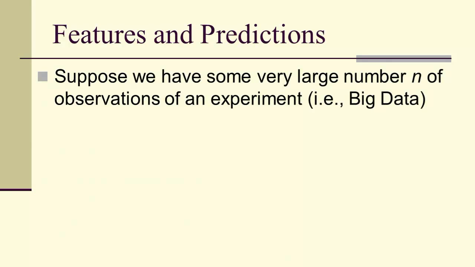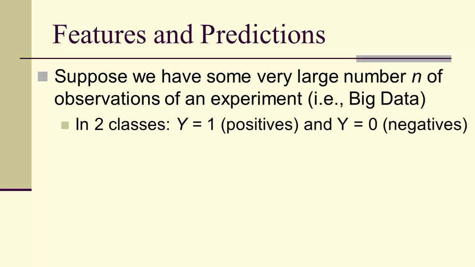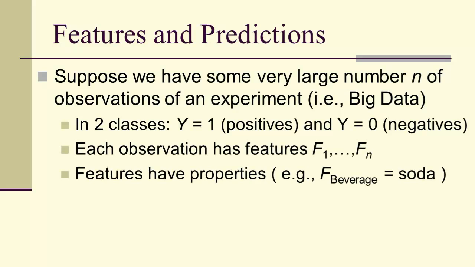Suppose we have some very large number n of observations of an experiment. In other words, suppose we have big data. And suppose that we have 2 classes, the positives and the negatives. And suppose that each observation has some set of features, and features have properties. So for instance, the F sub beverage would be soda in the getting dessert data.